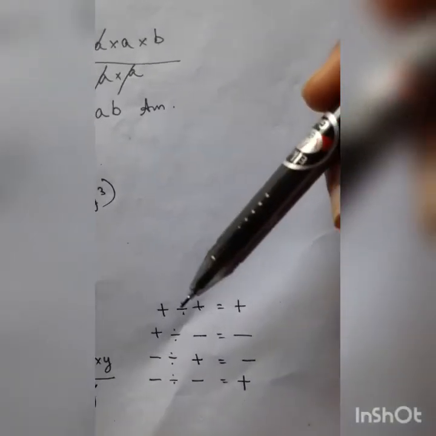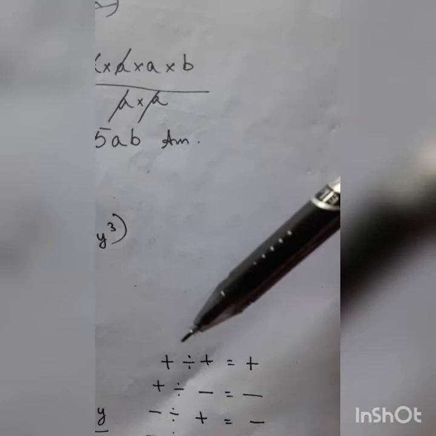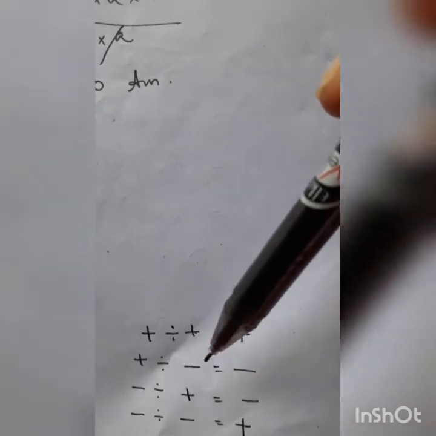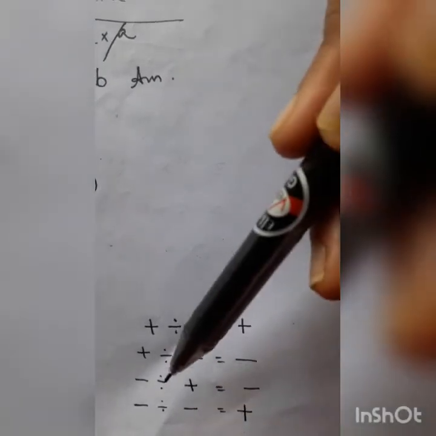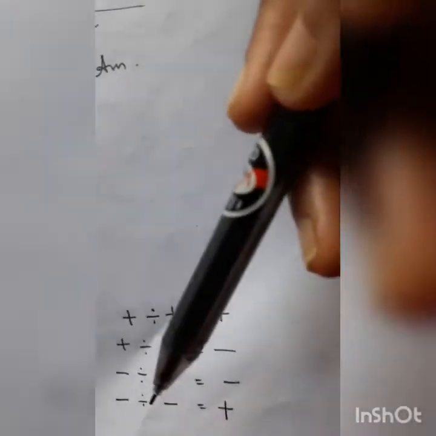Today we are going to learn about divisions. See, plus divided by plus is equal to plus. Plus divided by minus is equal to minus. Minus divided by plus is equal to minus. Minus divided by minus is equal to plus. So these are the four main rules of divisions which you already know from multiplication.